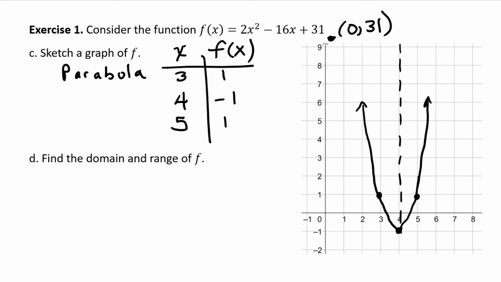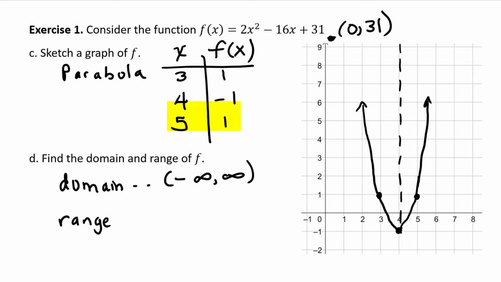Okay, and now find the domain and range of f. The domain is the set of all acceptable x input values, and so the domain turns out to be all reals, negative infinity to positive infinity, and the range is the vertical expanse of where we see the graph. You can also get this value by looking at the vertex. It's upward facing, so the lowest y value is -1, and it increases indefinitely.